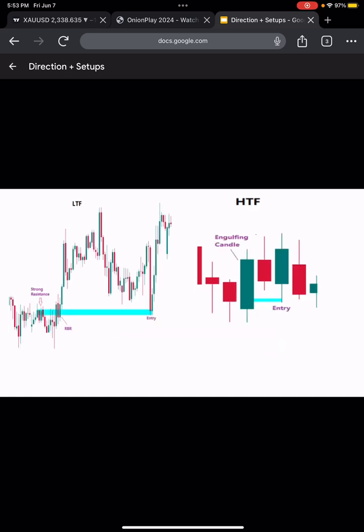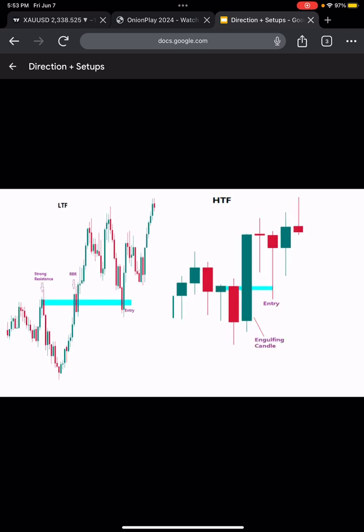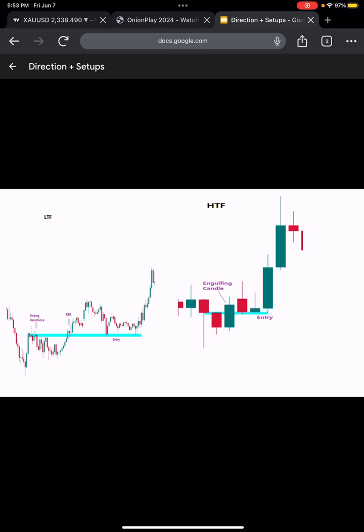Another example, strong resistance, rally-based rally, same level, entry is there, engulfing candle at the higher time frame as the confirmation. Next one, strong resistance plus rally-based rally, again same zone, same level, higher time frame is in the engulfing candle, so you can see that as well. Strong resistance, rally-based rally, again entry point, higher time frame, engulfing candle.